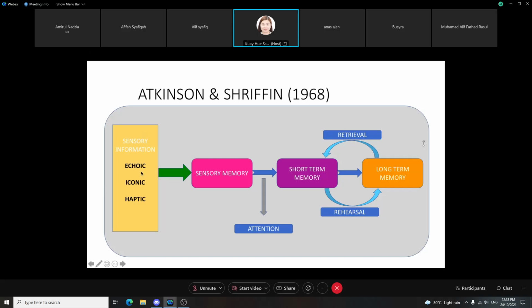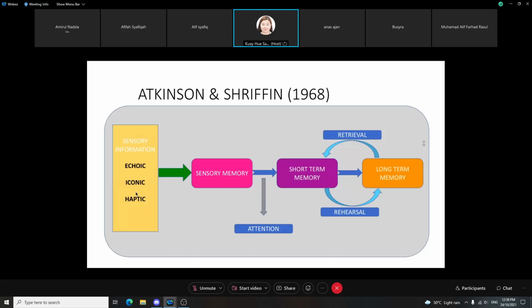And for sensory information, there are three types. The main types are echoic, whatever that you hear, iconic, whatever that you see, and haptic, basically anything that you feel, like touching. You can feel them, or maybe you try to feel the texture of it.